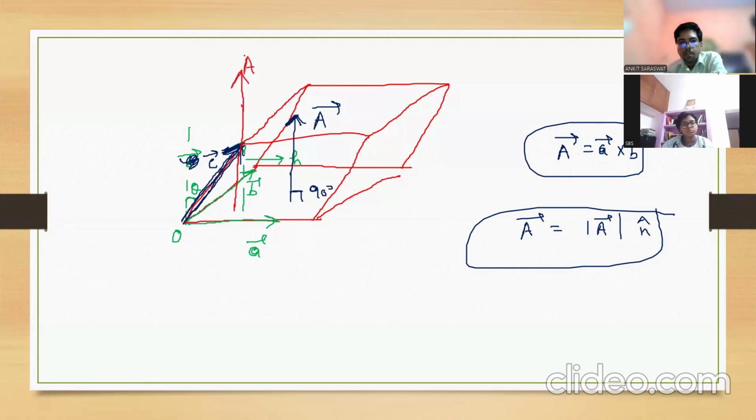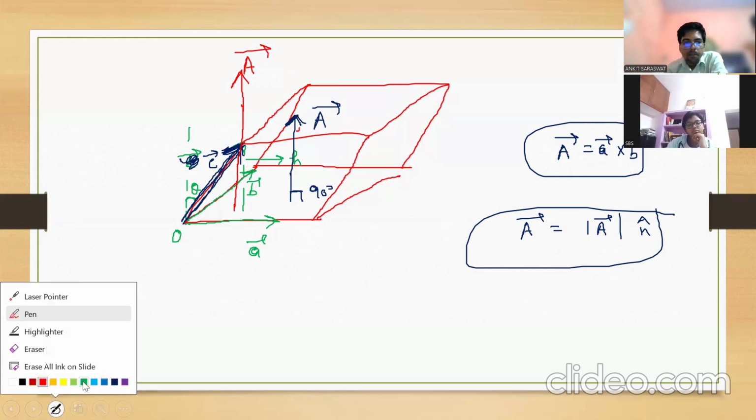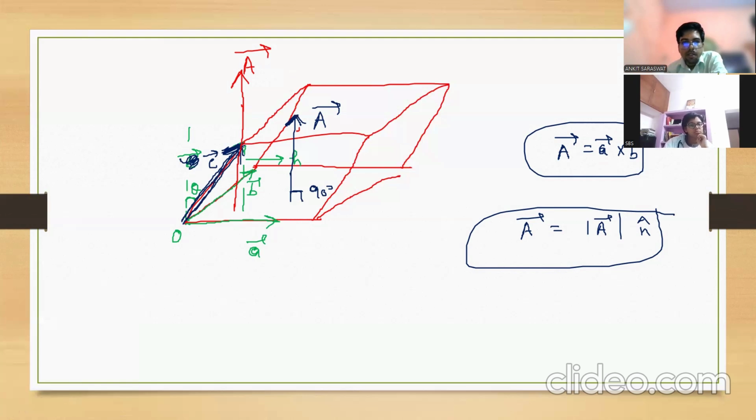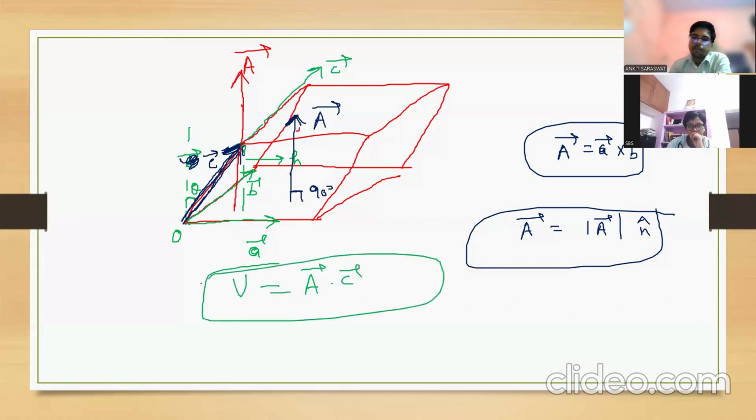Direction only. Look at the direction. Here also I have shown this is area vector. So if you project this C vector a little bit like this, then the dot product of this A vector and C vector will give the volume of the parallelopiped. Simple.